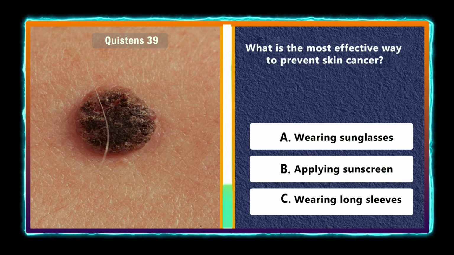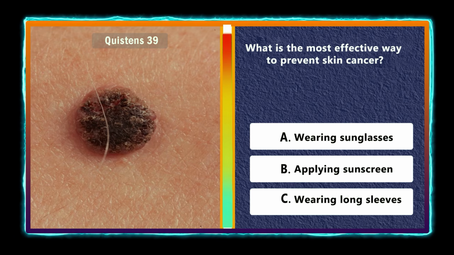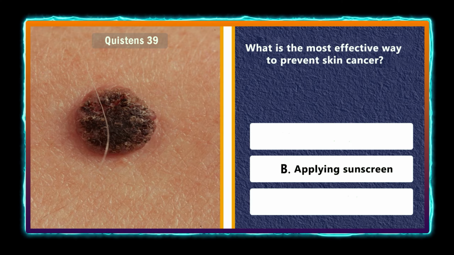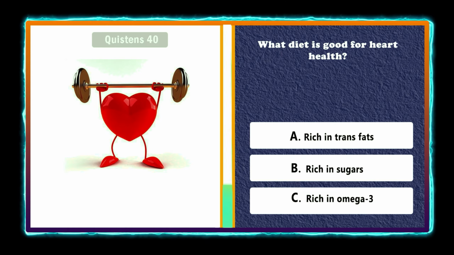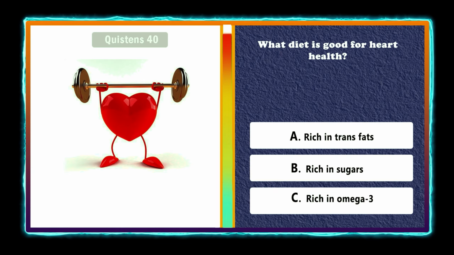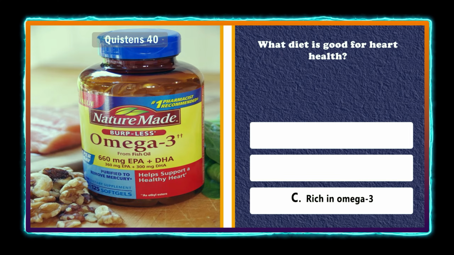What is the most effective way to prevent skin cancer? Applying sunscreen. What diet is good for heart health? Rich in omega-3.